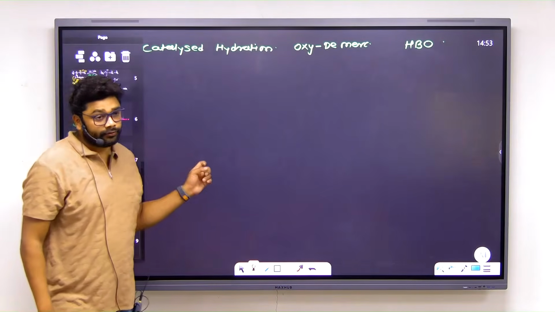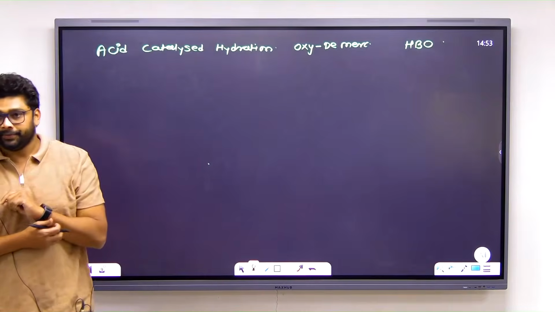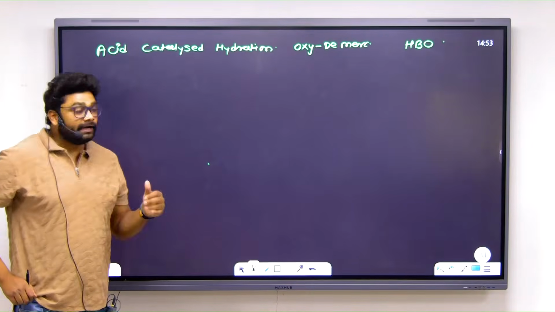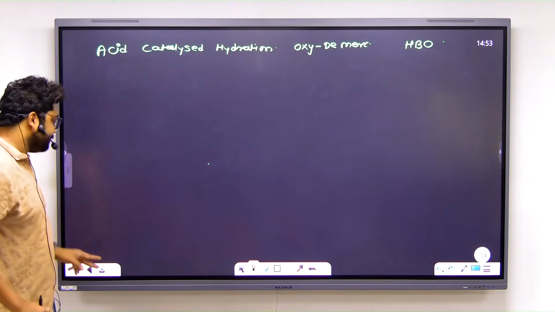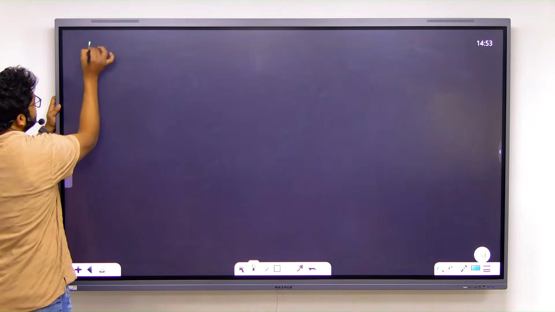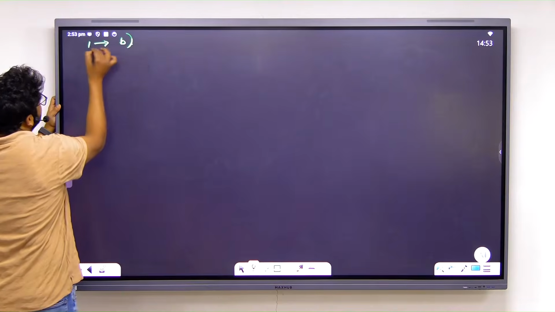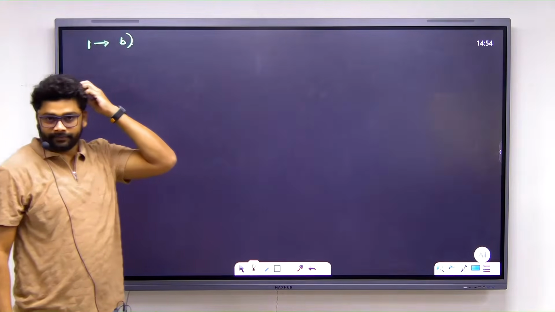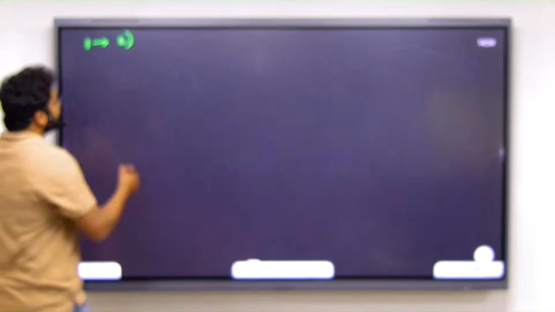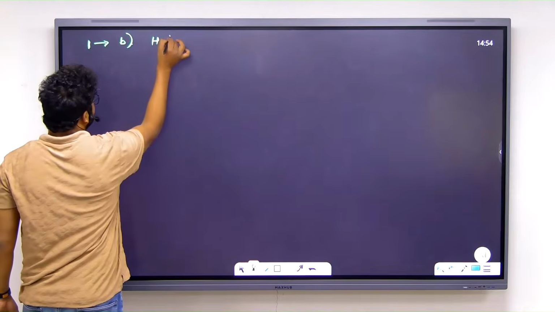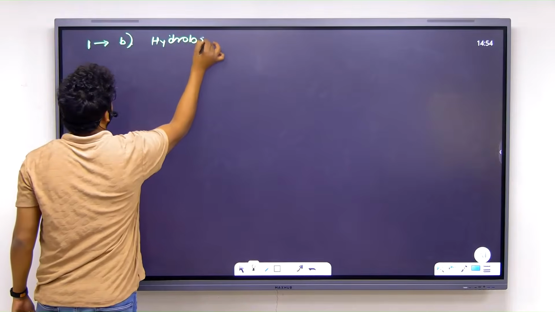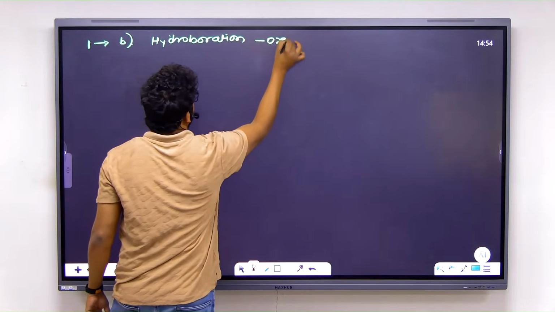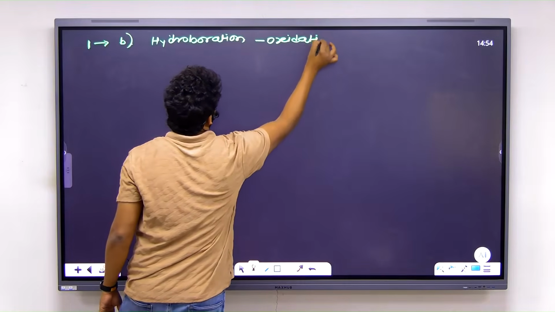मी तुम्हाला क्लिअर करून दिलंय की मी तिघांना कम्पेअर करणार आहे. तिघांमध्ये वॉटरच ऍडिशन होणार आहे. ठीक आहे, आणि कशी होते वन बाय वन आपण समजण्याचा प्रयत्न करतो आहोत. सो फर्स्ट कॅटेगरी मधला बी चं डिस्कशन सुरू आहे, जेव्हा ऍसिड कॅटलाइज्ड हायड्रेशन आपलं संपलं आहे. ठीक आहे, बी कॅटेगरी आपण पाहणार आहोत. And this one is known as hydroboration, hydroboration oxidation.